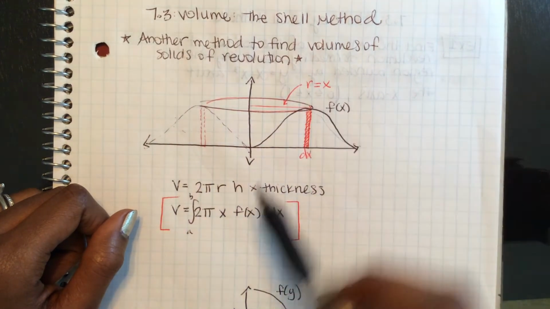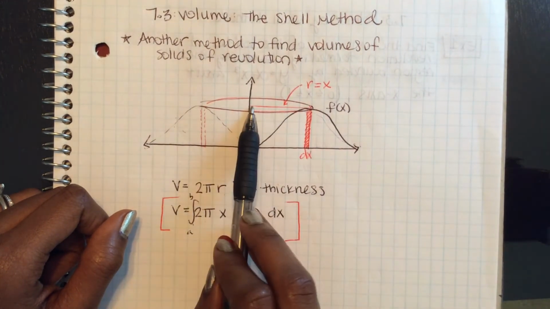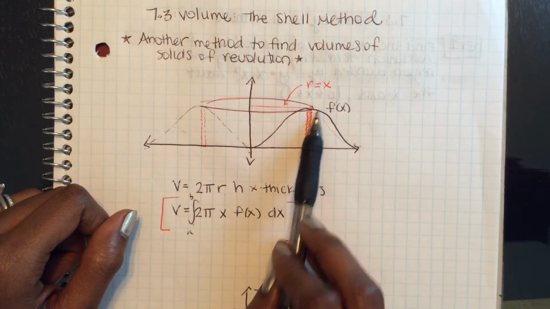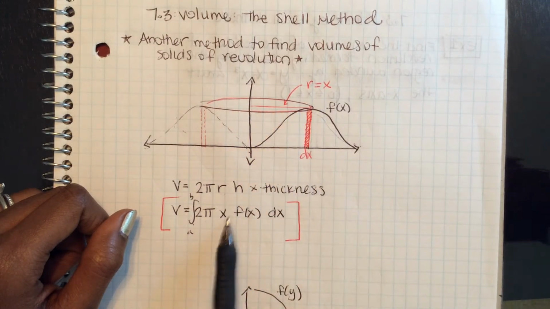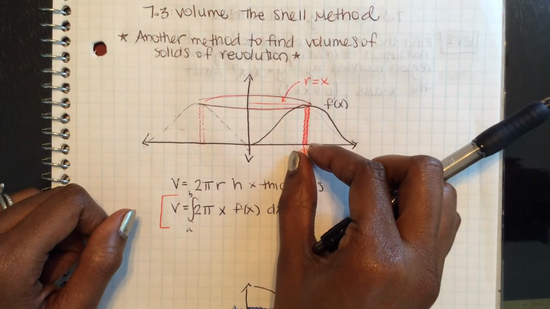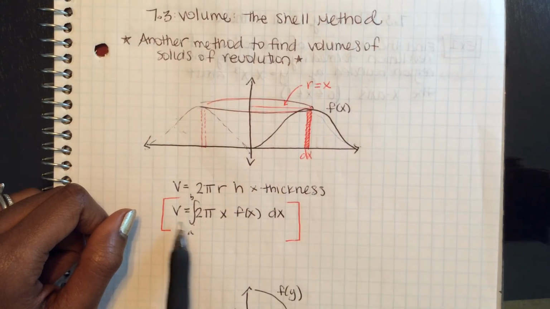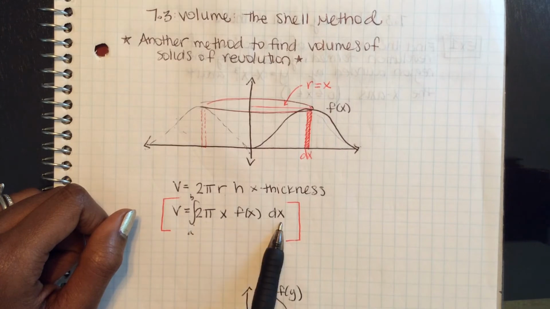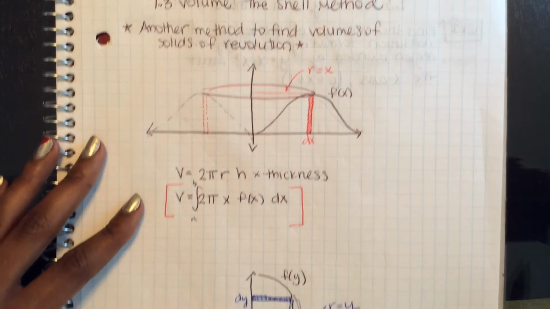So in this instance, 2 pi r, our radius is going to be a constant change in x. So my radius was x, the height of my Riemann sum rectangle was f of x, and the thickness is dx. So volume is the integral from a to b of 2 pi x, f of x, dx.